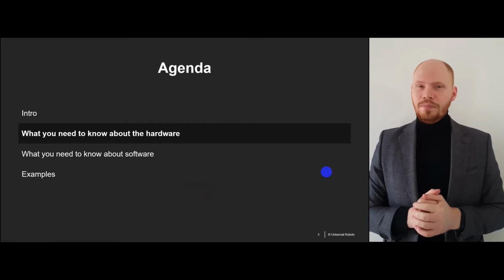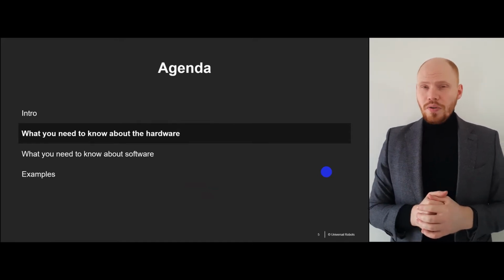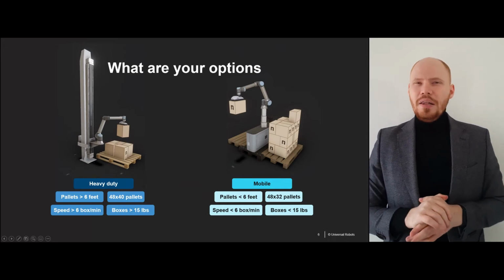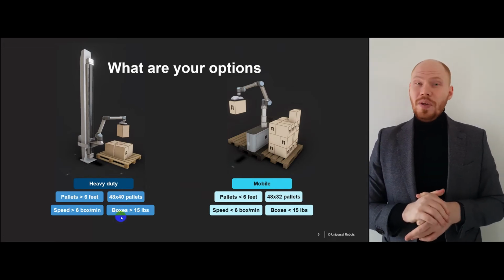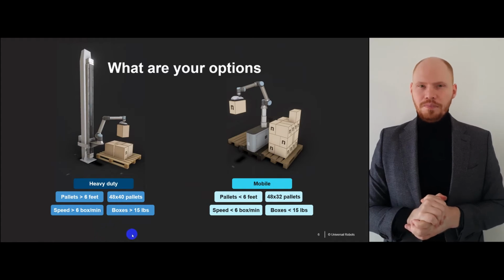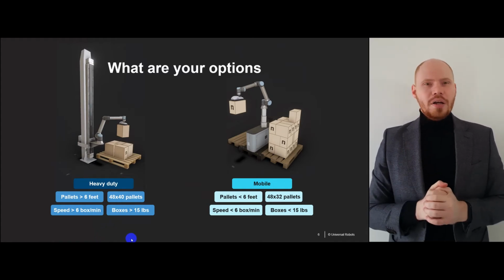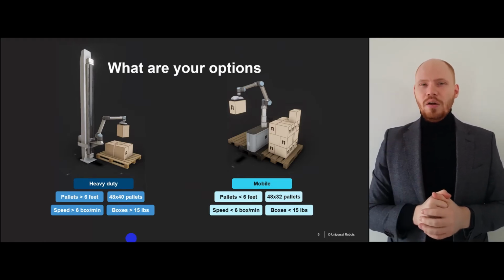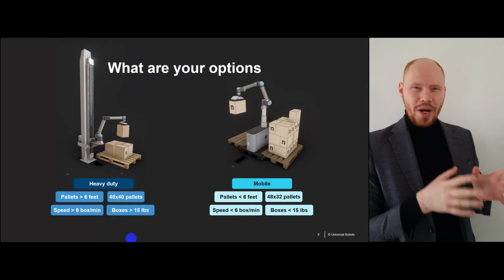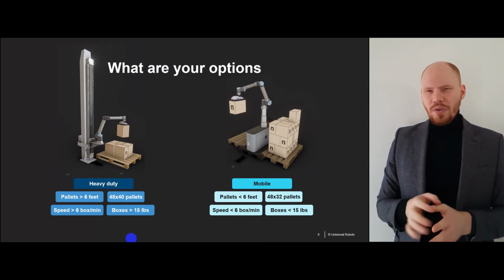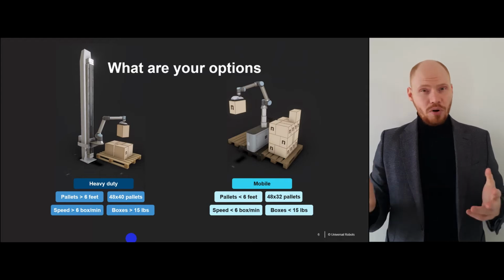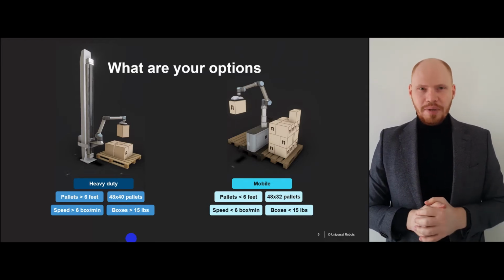Hardware. If your pallets are shorter than 4.6 feet, you actually don't even need lifting columns and you can get away with fixed pedestal for most of the cases. If you do need to palletize higher pallets, then conceptually you have two options. Either you go with a heavy-duty rail type column, or you can go with a standard telescopic mobile version. Both solutions have pros and cons as well as applicability limits.